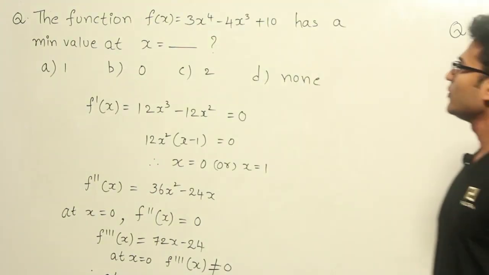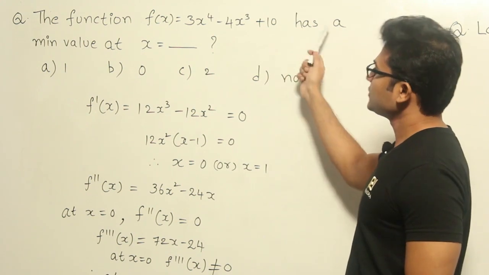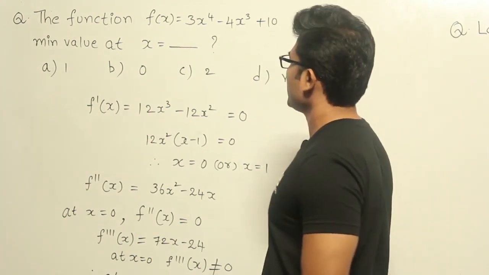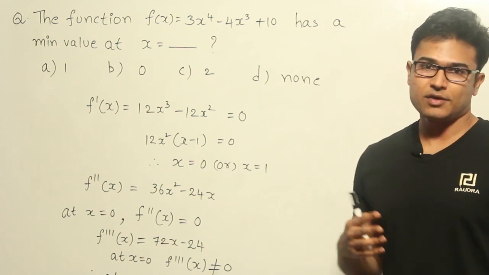Now let's see this question. The function f of x equal to 3x power 4 minus 4x cube plus 10 has a minimum value at x equal to dash. So they are talking about a function and they are asking us to find out the minimum value.